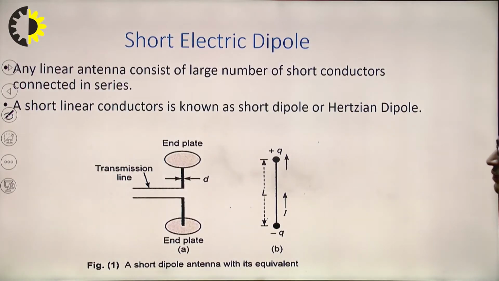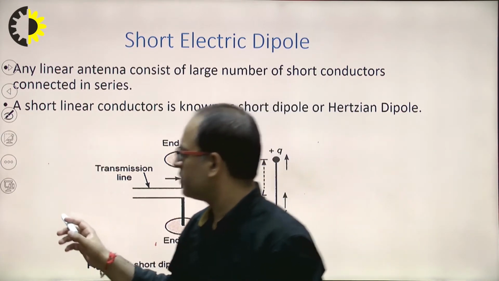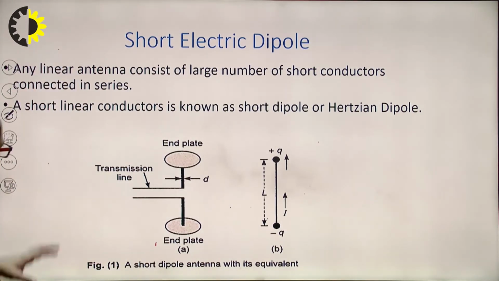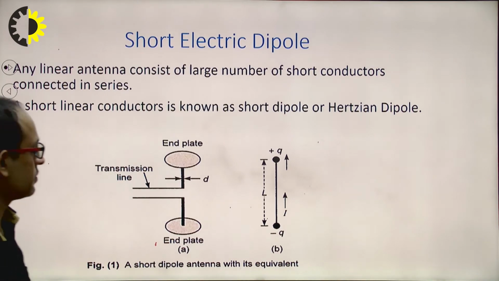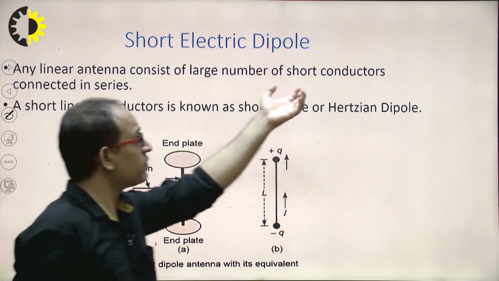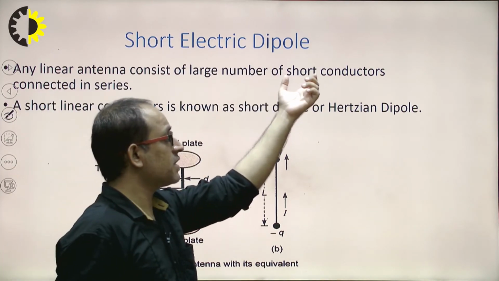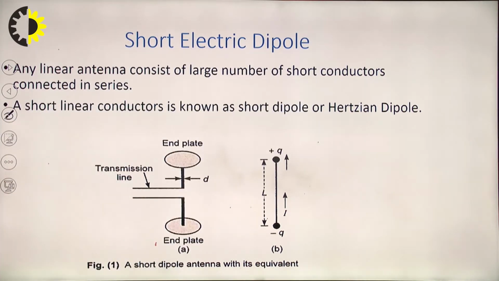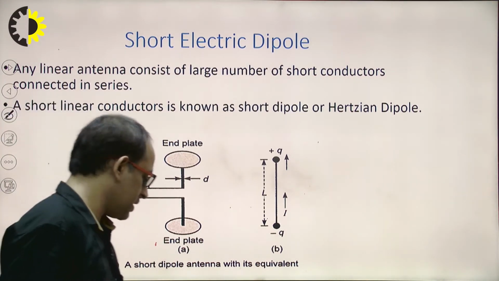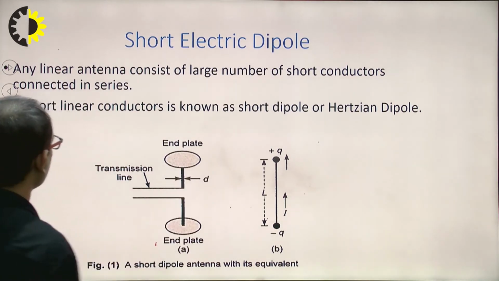Now next is the short electric dipole. Before we proceed with the short electric dipole, we must know about the retarded potential. Clear? Now, what is a short electric dipole? Any linear antenna consists of a number of short conductors connected in series, and each short conductor acts as a dipole. If the length of that dipole is very small, less than lambda by 50, then that dipole is known as the short dipole.